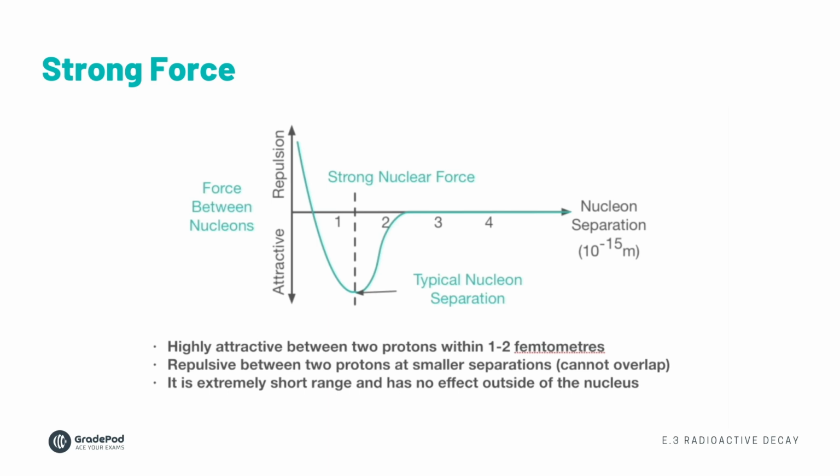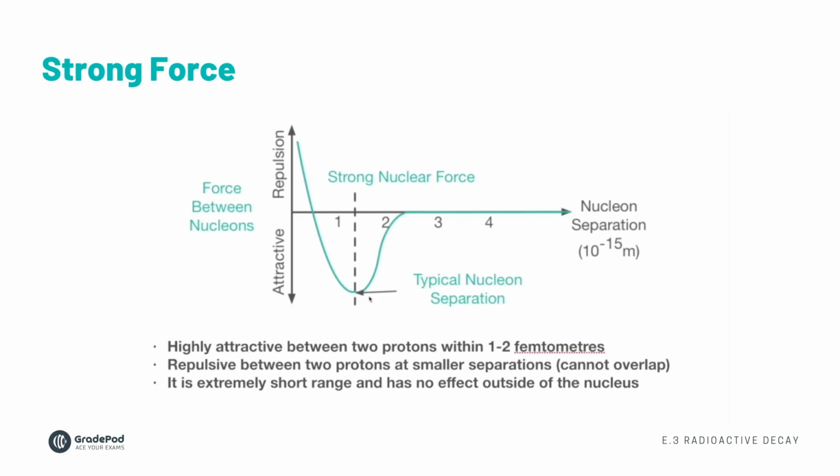The strong force is an attractive force inside a nucleus within a very small range. So within the range of about 0.5 femtometers, which is 10 to the minus 15 metres, and 2.2 femtometers, we have a very strong attractive force. After 2.2 femtometers, the strong force is zero. So it doesn't act at all after this distance.